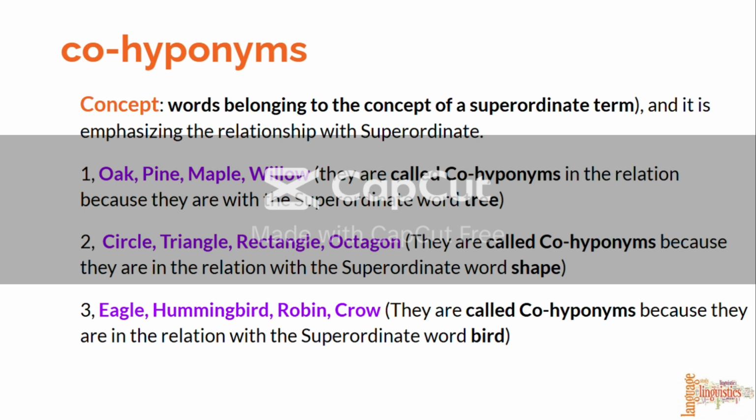In group 3, words are like eagle, hummingbird, robin, crow, and they are called co-hyponyms because they are sharing a common feature or a class, and the meaning of each of the words are included in the superordinate word of the bird.